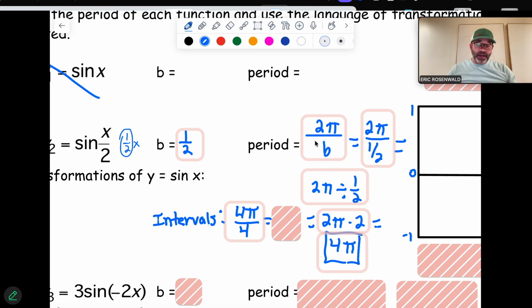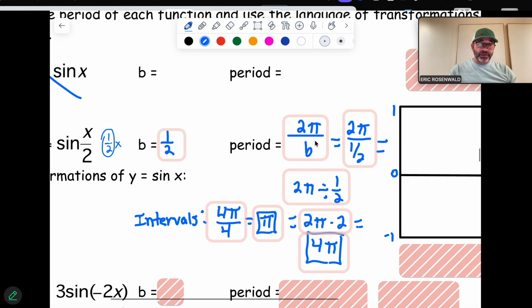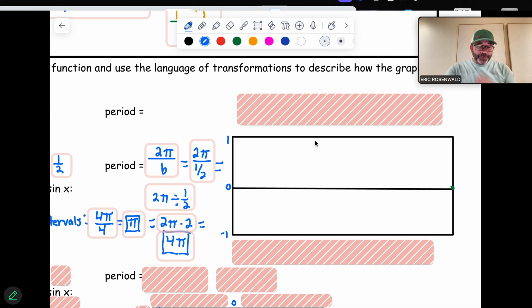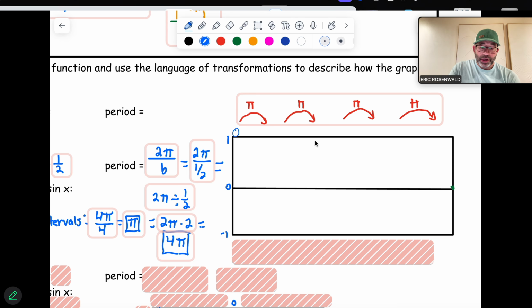So take this 4 pi and let's break this into 4 equal parts. And we're going to go by pi for each one of the incremental values. Okay, so what does this look like? Well, if I start here at 0, because my graph is not shifted left or right at all, I'm going to go in increments of pi to get all 5 of my values across here. So if I increase by pi as I move along, my next value is going to be pi here.